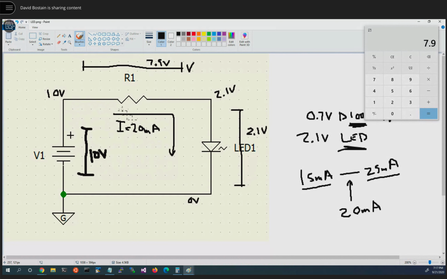We have a current which is going through the resistor. What's missing is the value of the resistor. We know Ohm's law says V is equal to IR. So if V is equal to IR, we can divide the voltage by the current to get the resistance. So 7.9 divided by 0.02, which is 20 milliamps, is equal to 395 ohms.